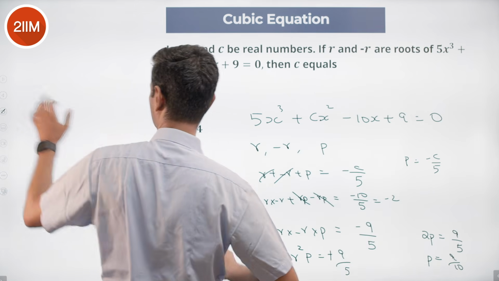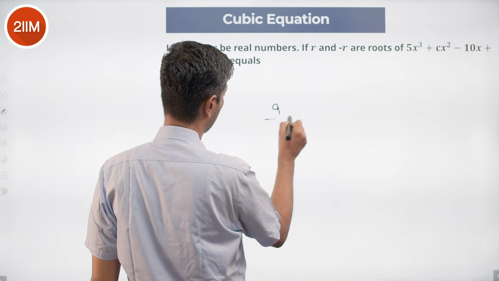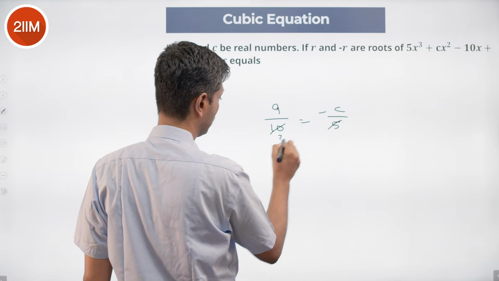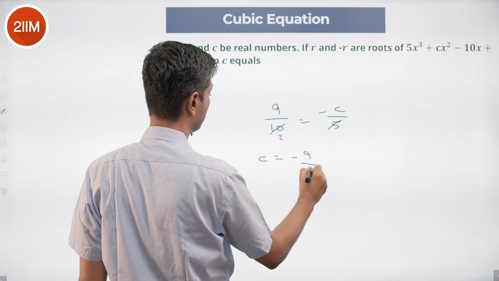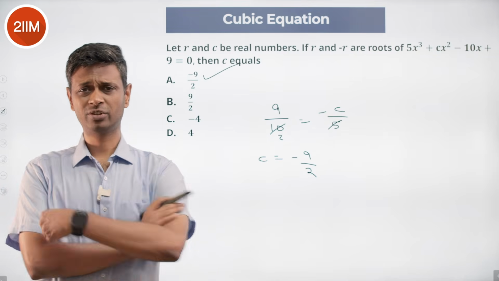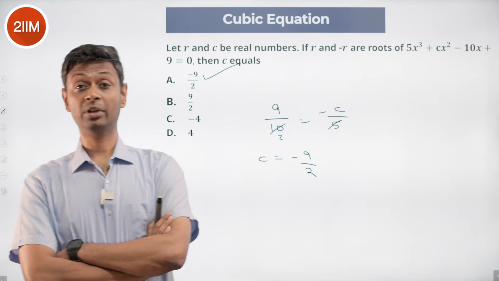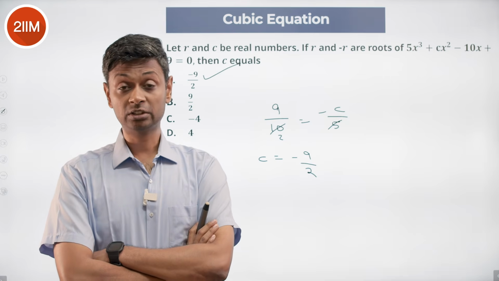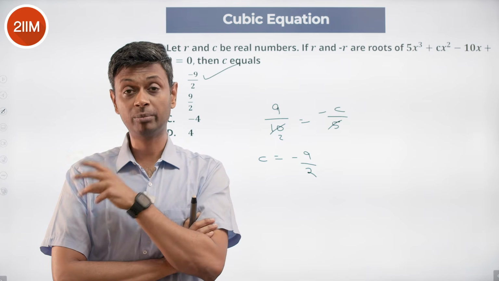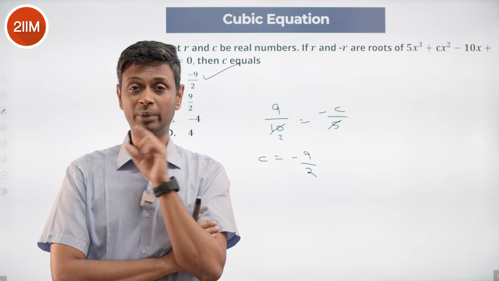We know P is minus C by 5, 9 by 10 equals minus C by 5, or C equals minus 9 by 2. Nothing, no rocket science here. To manage the equations, manage some algebra, be comfortable with R, minus R and P, sum of the roots, product of the roots taken 2 at a time, 3 at a time. Be careful with minuses and pluses, then we are through.